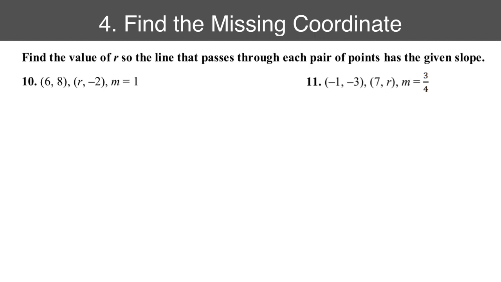The final thing in this lesson is finding the missing coordinate. So what's going to happen here is, instead of finding the slope, they're going to give us the slope, and then we have to find one of the missing values, so either an x or a y. And there are two different ways we do this.